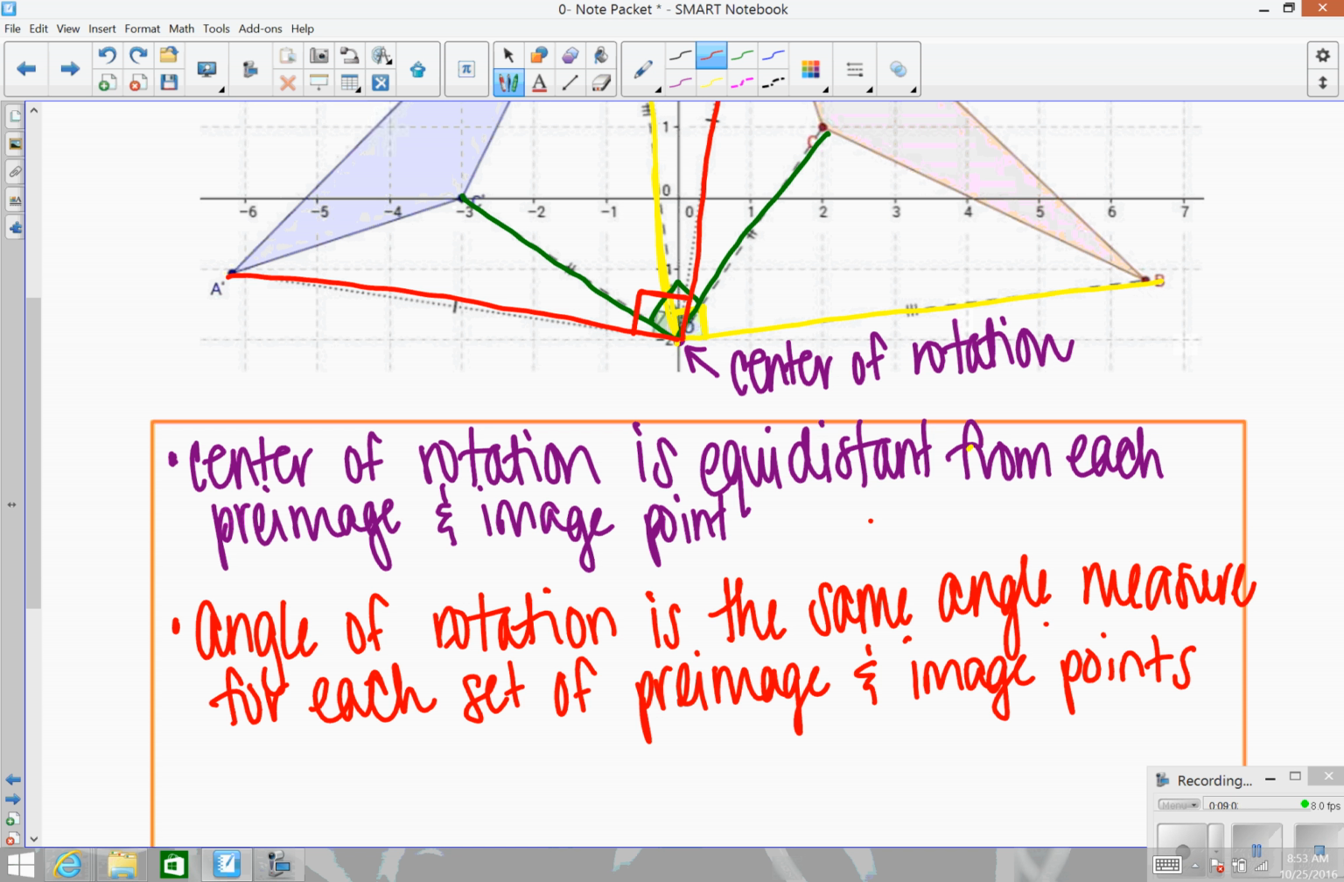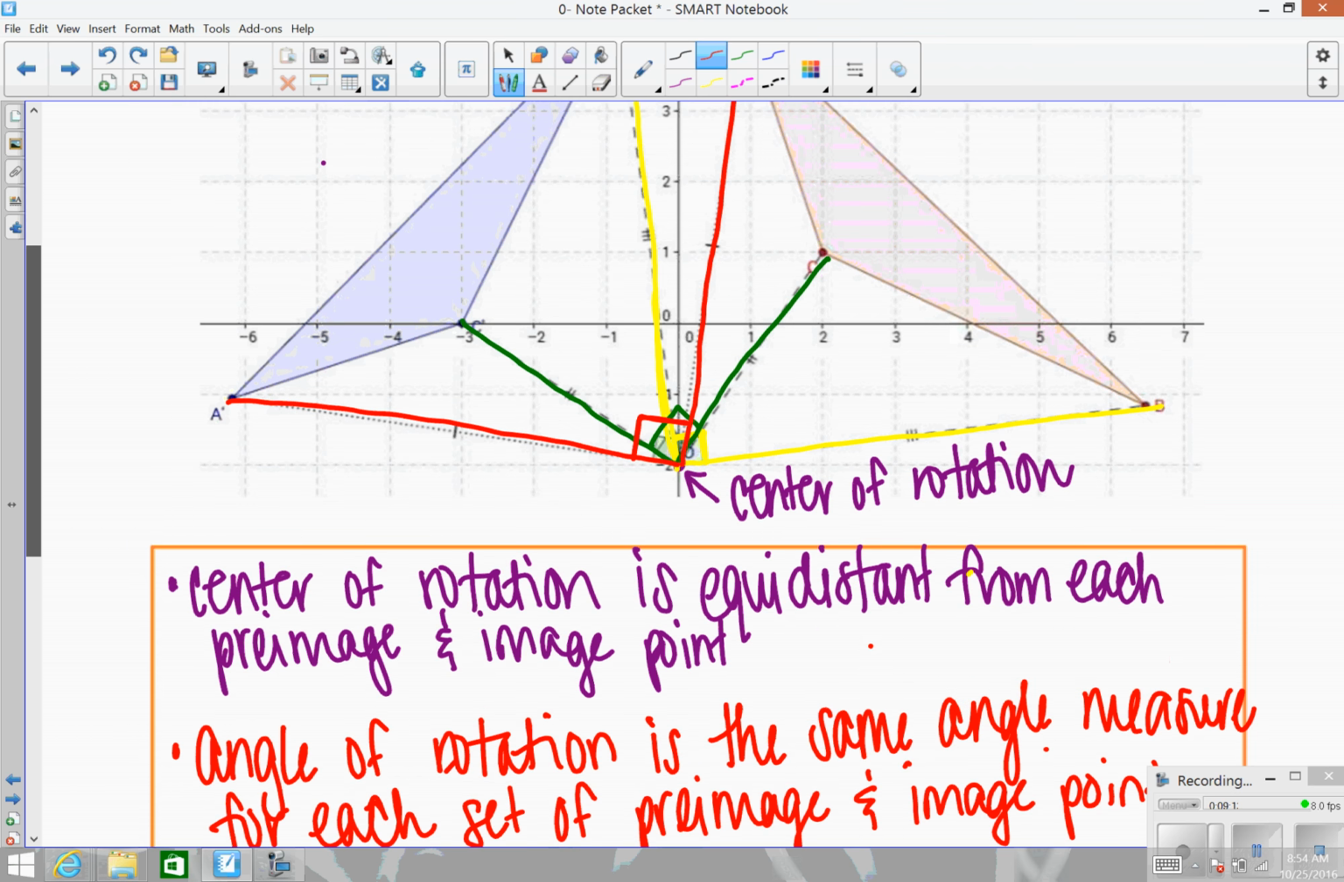So that's really the process that we're going to go through. And the vertex, or the center of rotation, we know is that same distance away, and we know that each pre-image point and image point have the same angle of rotation. The direction of the rotation will also be the same. I don't think we really need to mention that, but these two things are going to be important when we actually go to do the construction.